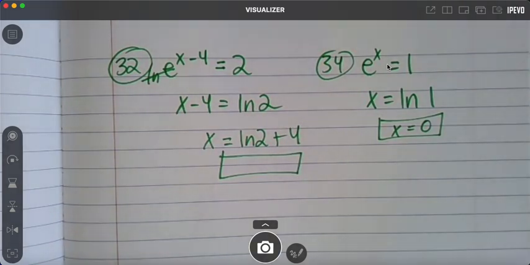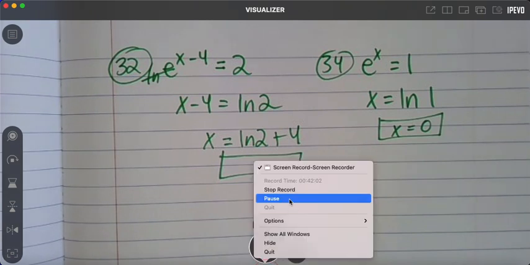I believe, let me look. I think that was right, but let me check. Number 30, you don't got 1.91? What is number 30?